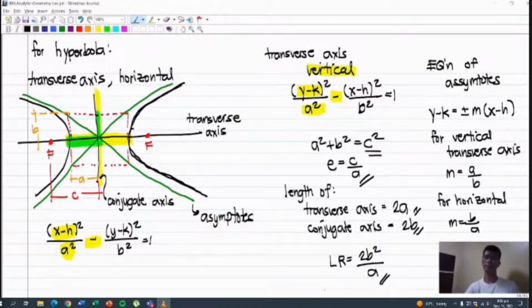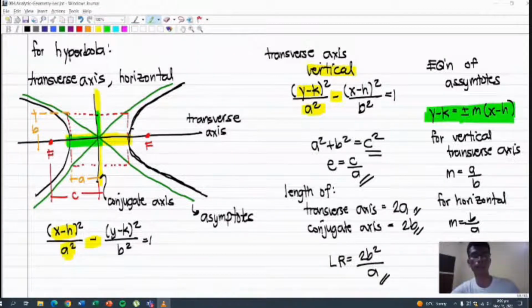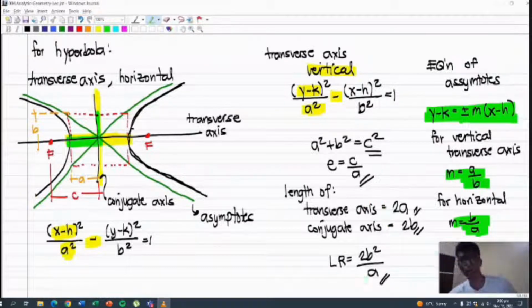And then, paano naman kapag asymptote ang pinapahanap sa atin? So, meron tayong equation formula. y minus k is equal to positive negative m times x minus h. So, nag-vary yan kung ang transverse axis ay vertical or horizontal. Kapag vertical, that is a over b. Kapag horizontal, that is b over a. So, let us solve.